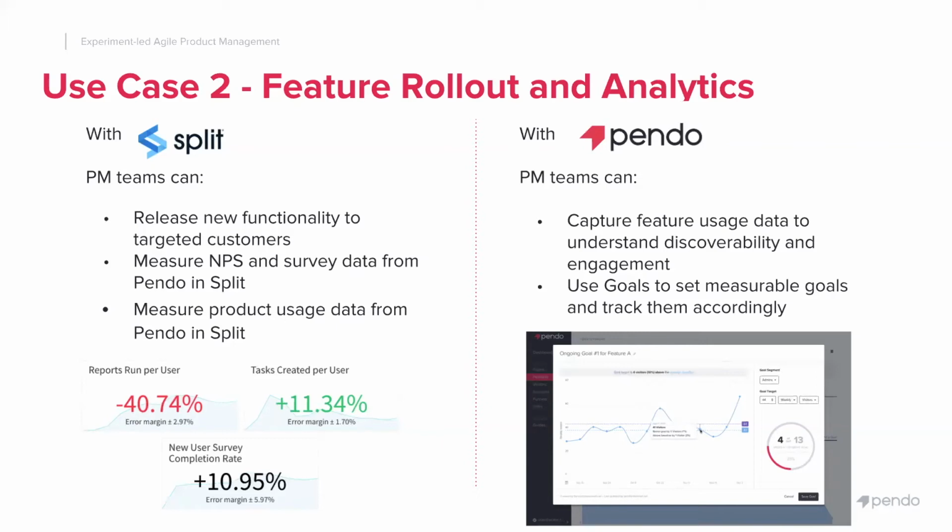Then clearly, if you're not meeting your goals, you want to do something about that. And this gets back into the experiment-led agile product management, obviously. So experiment on that and iterate and make changes, right? Run A/B tests and try to change those numbers.